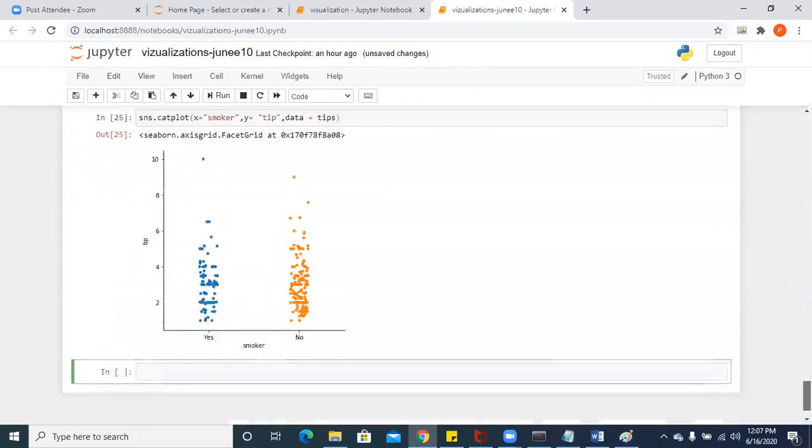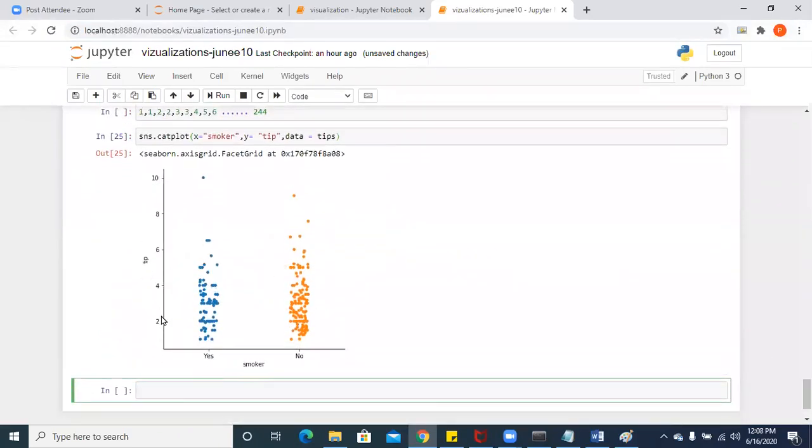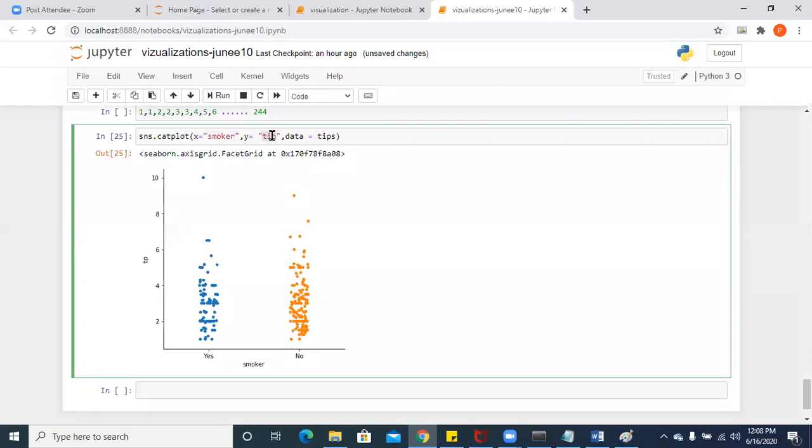If you see this, the same thing you can find. You can say this is smoker and this is tip, right? The tip given by smokers is higher than the tip given by the non-smokers. So this is also a scatter plot which will give the distribution of the categorical and numerical data, right?